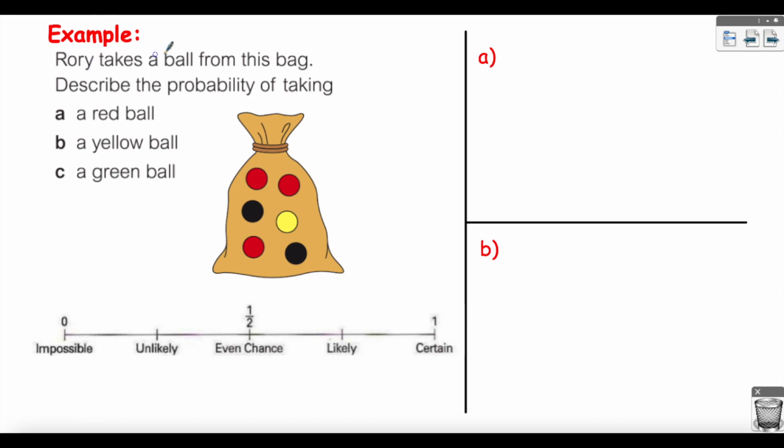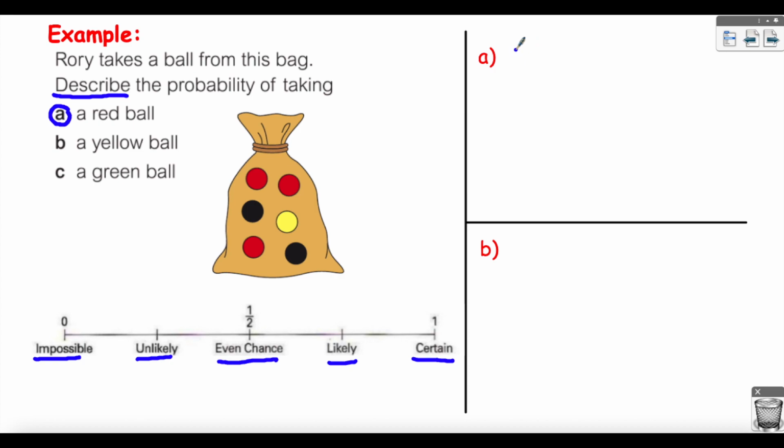Okay, so Rory takes a ball from this bag. Describe the probability, there's that word, describe the probability of taking, and I'm going to do this one first, a red ball. Because this word describe is there, the answers we're looking for are something like this: impossible, unlikely, even chance, likely, or certain. So first we want to actually calculate the probability of getting a red so that we can see where it falls on our probability scale.